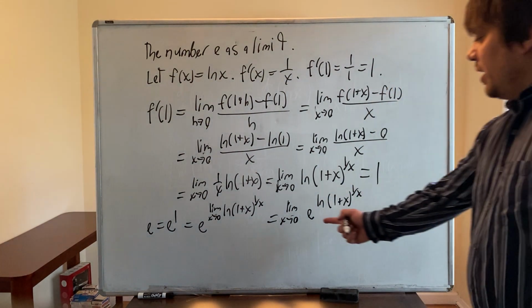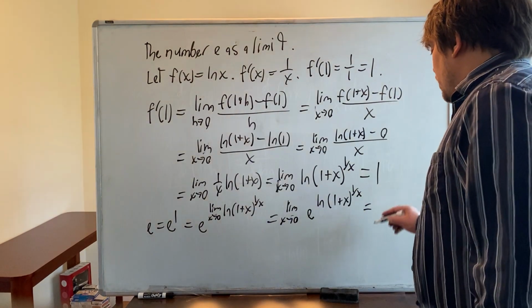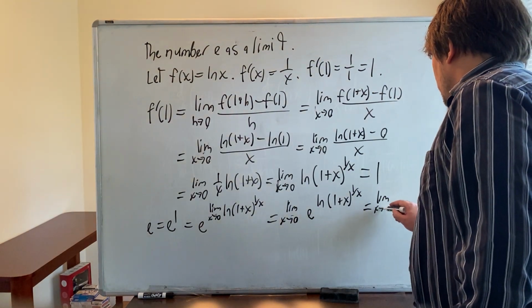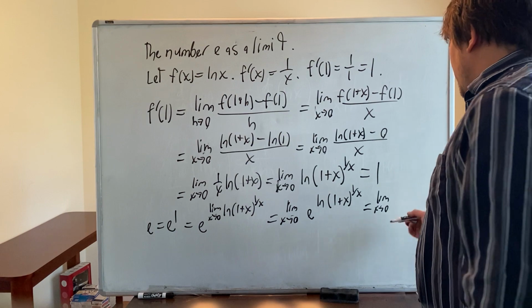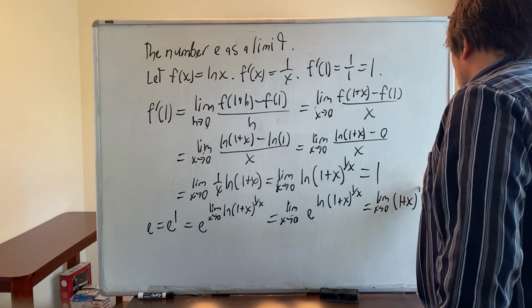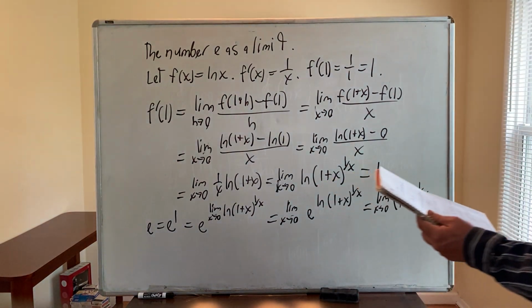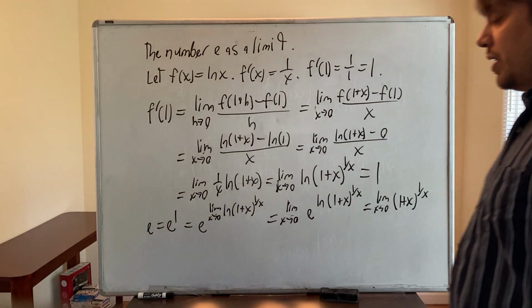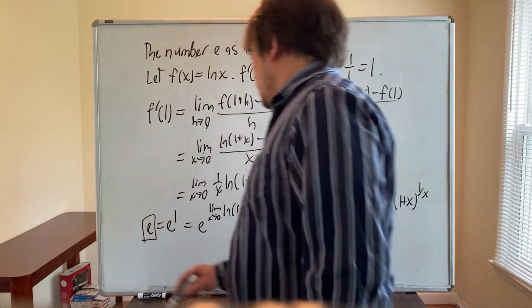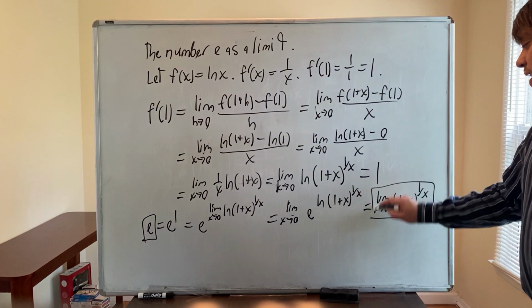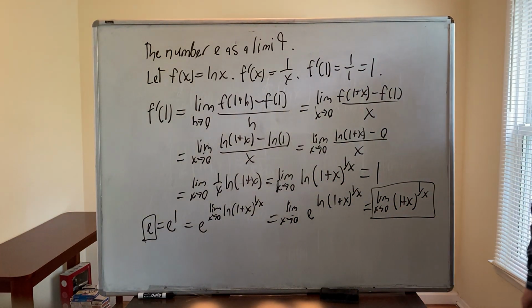All right, well, e and ln cancel each other out. And so this is equal to the limit as x approaches 0 of, the e and the ln cancel out, and you get 1 plus x raised to 1 over x. And so e is equal to the limit as x approaches 0 of 1 plus x raised to 1 over x.